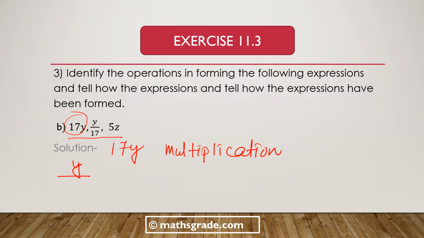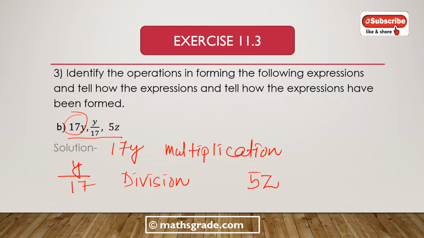Y divided by 17. This is an algebraic expression having variable y and the constant 17. Here a division operation is performed, dividing y by 17. Division. And 5z is the algebraic expression multiplying the constant 5 with the variable z. Multiplication operation performed.